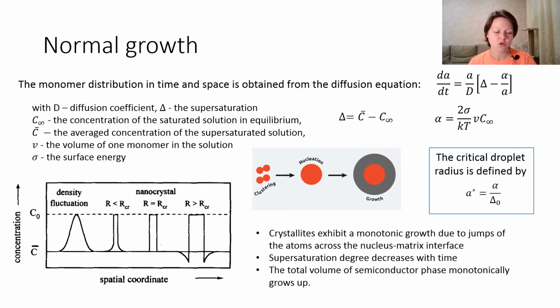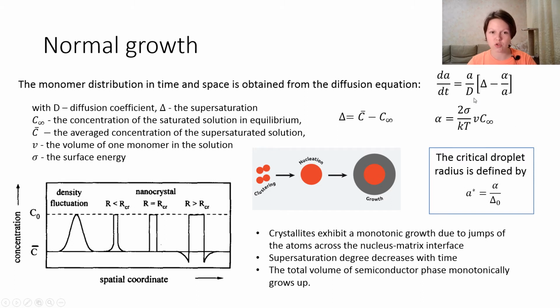At normal growth stage, the number of nuclei is considered to be constant. They have all grown during the previous stage. Now they have stopped, whereas the concentration of ions distributed in the matrix decreases monotonically. The Lifshitz-Slyozov model assumes that the transport of atoms to the cluster surface is realized by diffusion in the supersaturated solution. That is why the monomer distribution in time and space is obtained from the diffusion equation, this one.